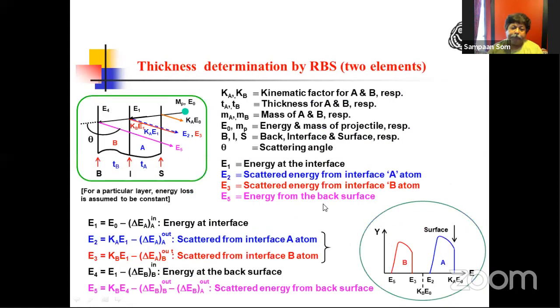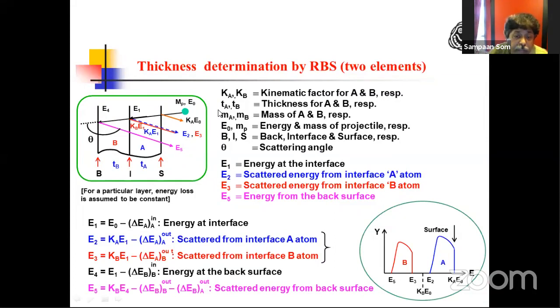Next slide, please. And you see, if we have two elements, as I was telling you, one element can be designated having a kinematic factor of Ka, another one would be having kinematic factor of Kb. These are unique values. They cannot be same for two different target projectile combinations, not at all, because they're mass dependent.